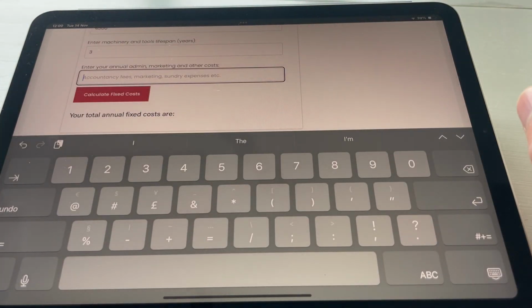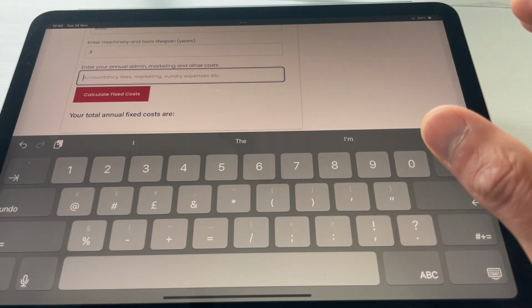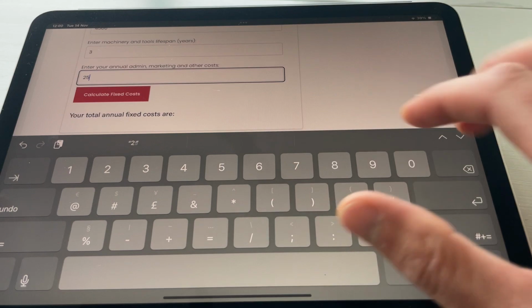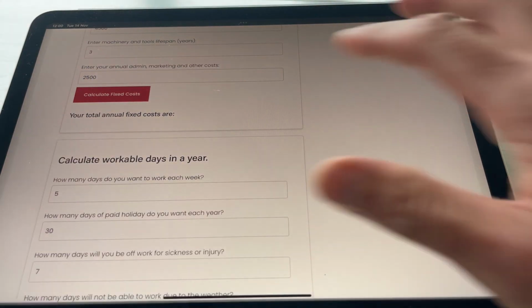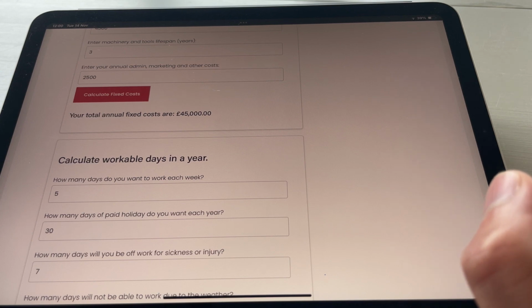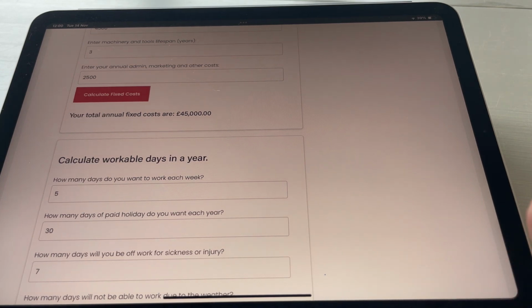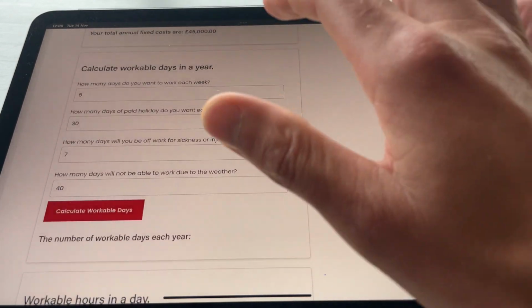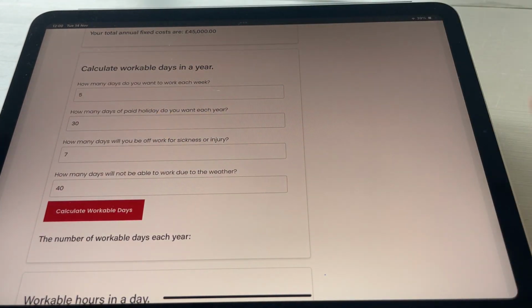In terms of marketing, so you need to set a bit aside to get that going. Your annual accounts. Let's say we're going to spend £2,500 in the first year to get us up and running. So there we are. So now we know that our annual fixed costs are £45,000 for the first year, or every year. So let's take that number and make it useful.